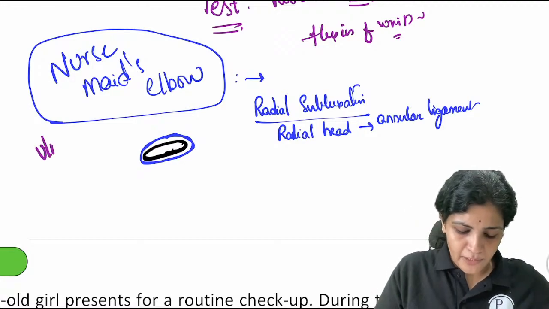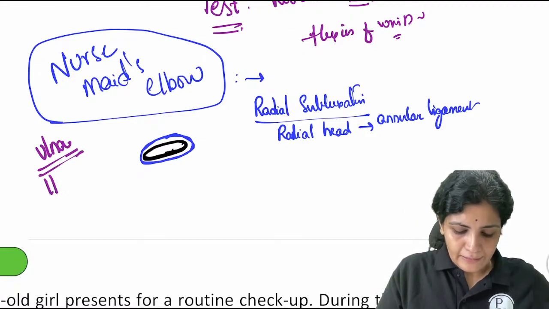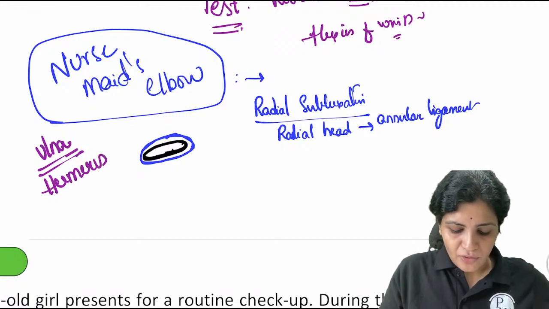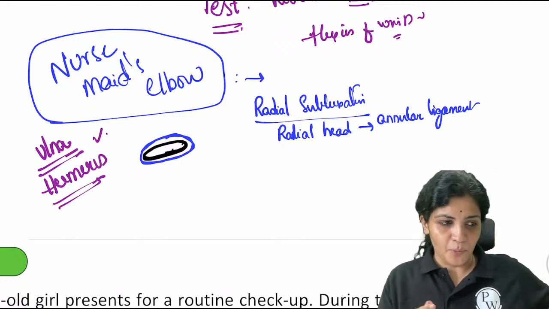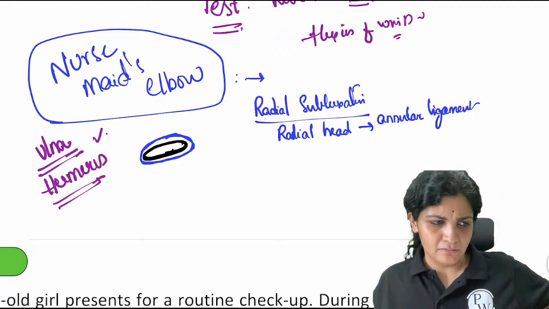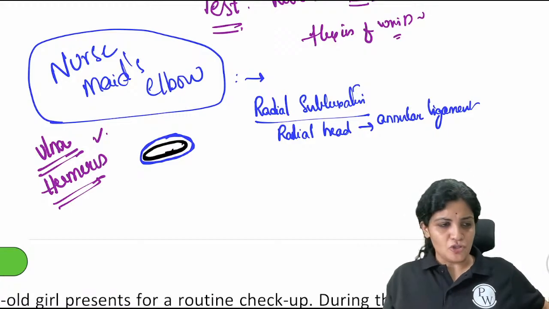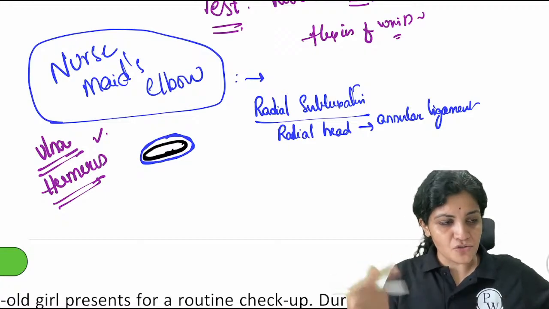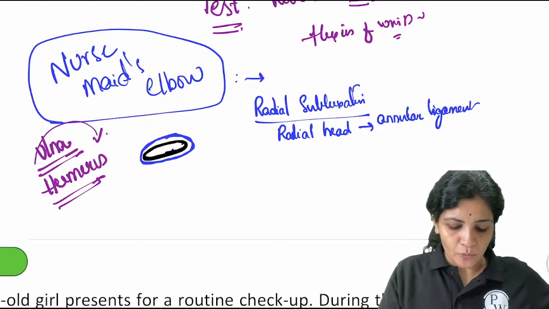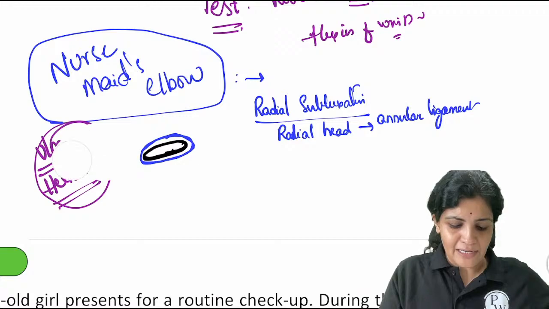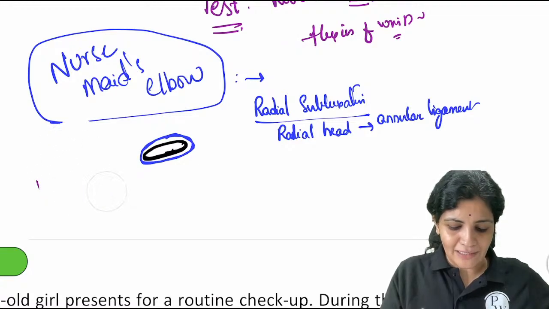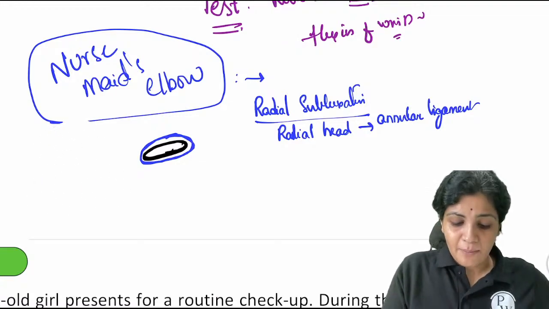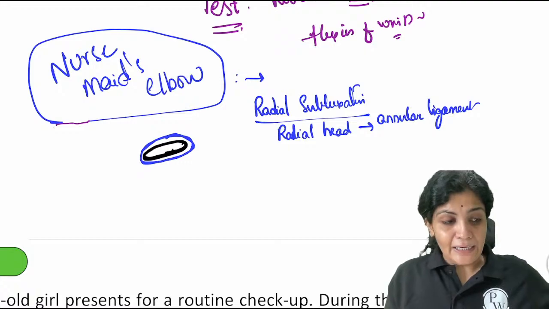Elbow is formed by your ulna and the humerus, right? So the radius will just act as a support. What is the elbow joint? The ulna's olecranon process gets attached to the olecranon fossa of the humerus. So the ulnohumeral joint is your elbow joint, right? Now this, you can't call elbow dislocation because this is just the annular ligament.